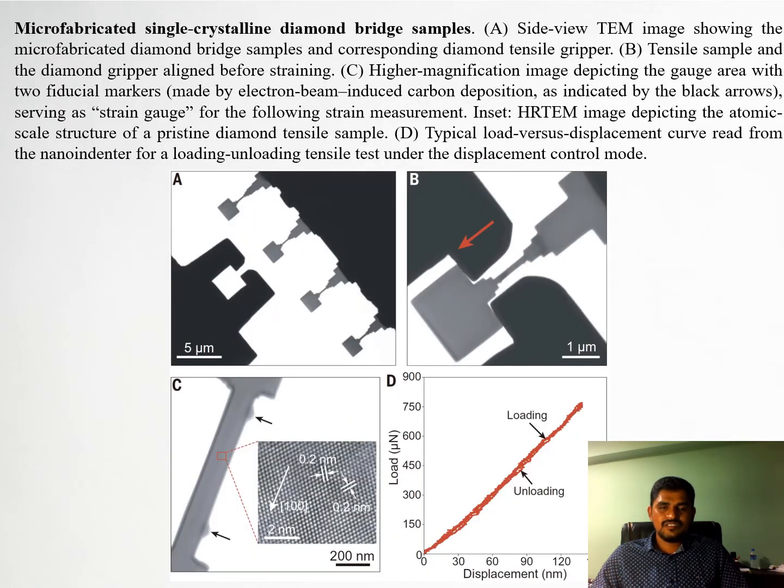And these images A, B, C, D are taken from TEM, and they are the microstructure images of the diamond bridge samples. It's described here, along with the load and the displacement, how it's acting. We can take this from the chart. It goes up perpendicularly and equally for the unloading and the loading.